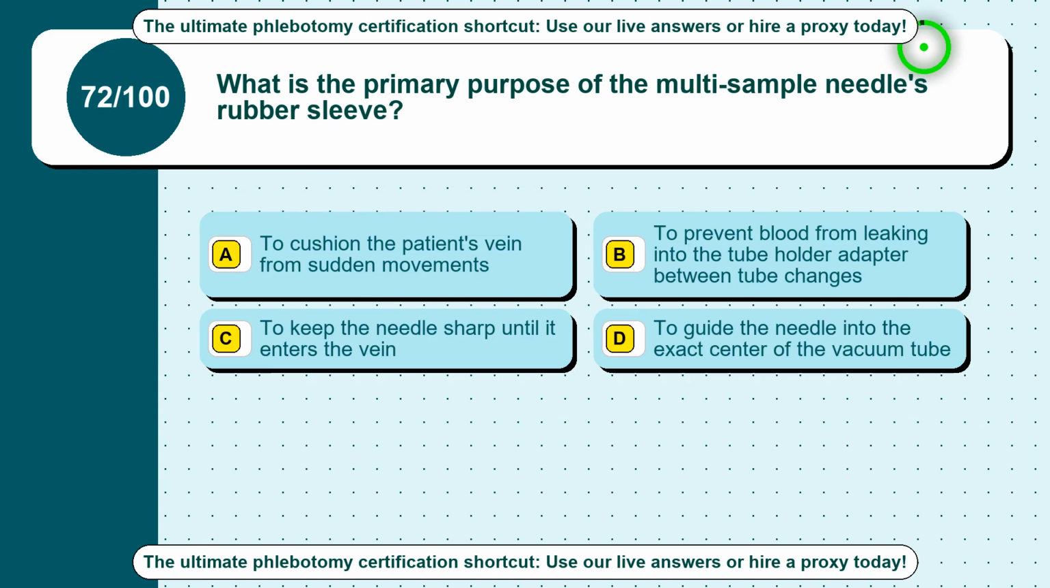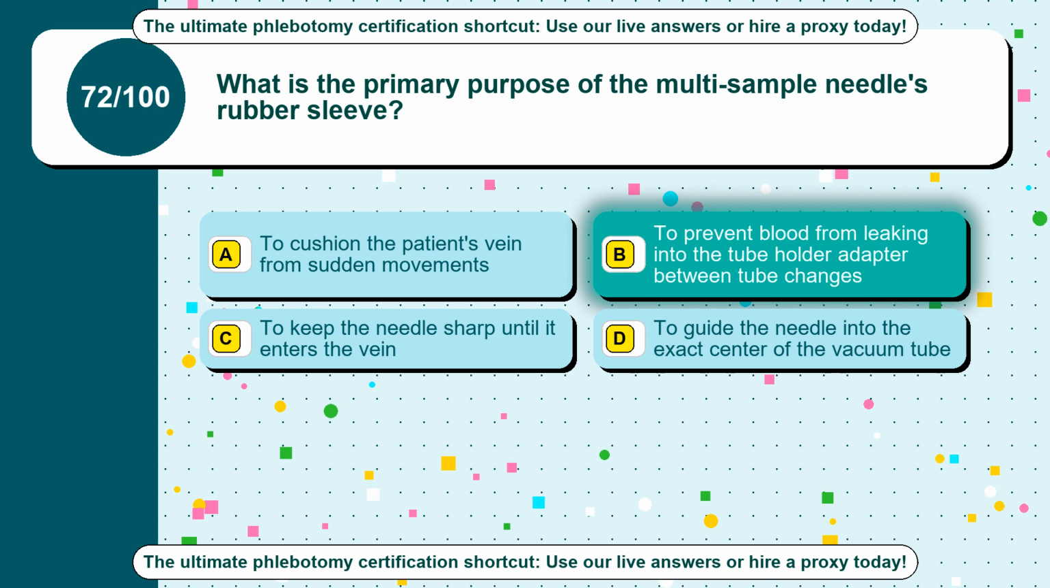Question 72. What is the primary purpose of the multisample needle's rubber sleeve? Option A, to cushion the patient's vein from sudden movements. Option B, to prevent blood from leaking into the tube holder adapter between tube changes. Option C, to keep the needle sharp until it enters the vein. Option D, to guide the needle into the exact center of the vacuum tube.